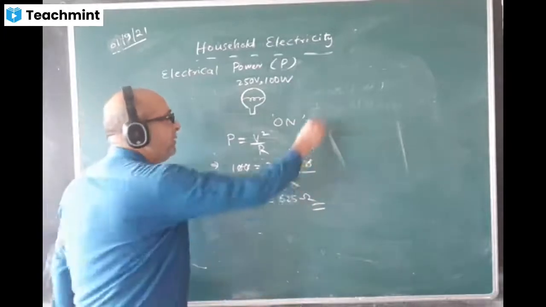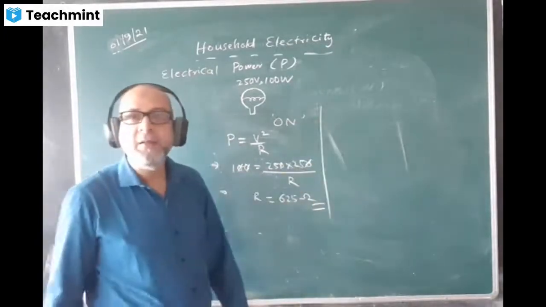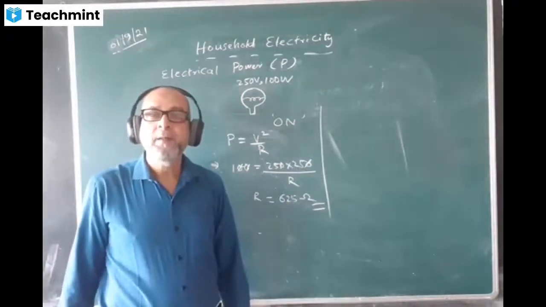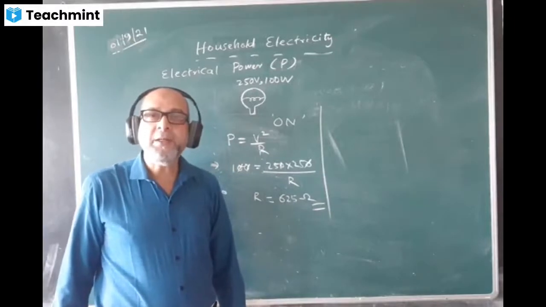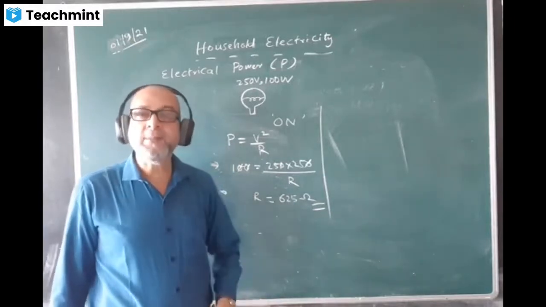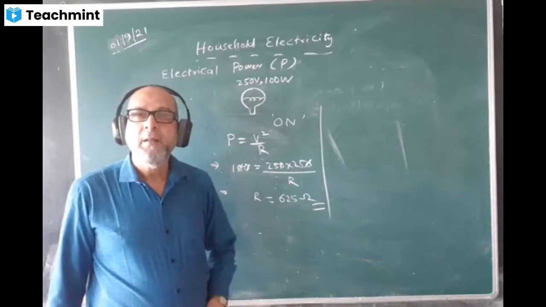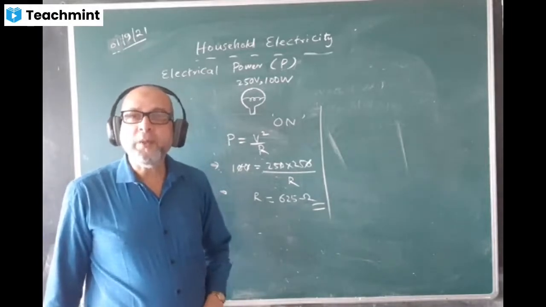Okay. Now, write down below that, the maximum current that can flow through the bulb.